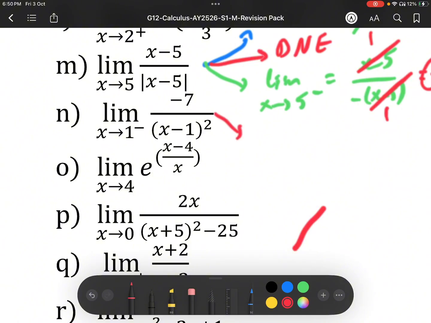And one from the left, so if we replace 1, it's going to be negative 7 over 0, infinity. So whether from left or from right, it doesn't matter because we have the power of 2. So this is always positive, whatever you have here, because of degree 2. So negative 7 over positive, which means negative infinity.